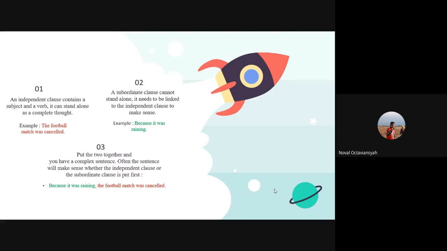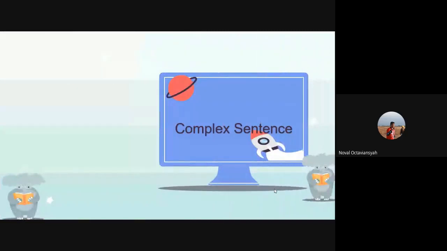Often the sentence will make sense whether the independent clause or the subordinate clause or subclause is put first. For example, because it was raining, the football match was cancelled. The independent clause is the football match was cancelled, and the subclause is because it was raining. And the next for the complex sentence, dependent clause, bound clause is also called a fragment or sentence that is incomplete and cannot stand alone.